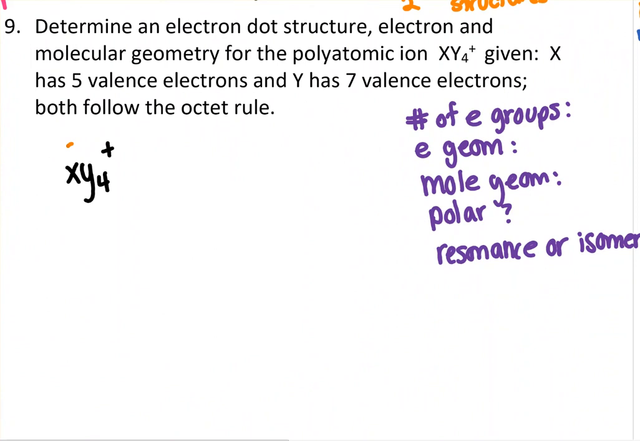Our X has 5, our Y has 7. And so to get the number of valence electrons, I would say 5 plus 7 times 4, or 4 times 7. And then for the positive charge, that means that it's lost an electron. Remember, electrons are negative, so I'm going to subtract 1. And that gives me 32 valence electrons.